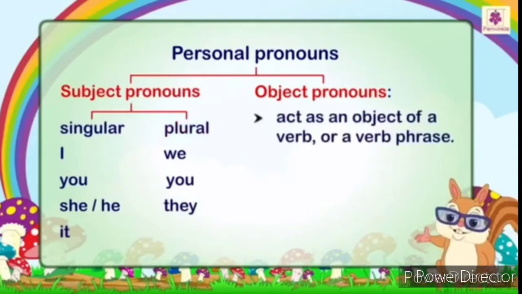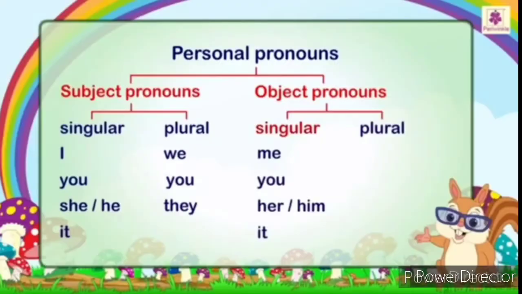Next, moving on to the object pronouns. Object pronouns act as an object of a verb or a verb phrase. Look at the singular and plural object pronouns here. The singular forms of object pronouns are me, you, her or him, and it. And the plural forms of object pronouns are us, you, and them. So these are the singular and plural forms of subject and object pronouns for the personal pronouns, children.